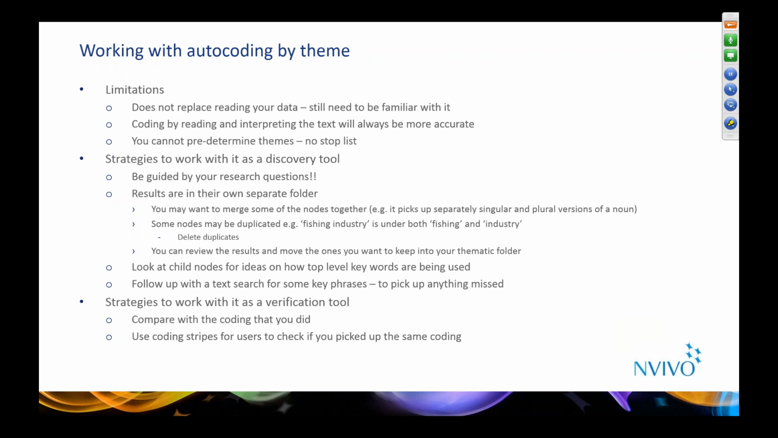As I said, as you review the results, you can move the ones you want to keep into your thematic folder that you're happy about. You might just want to keep to those top level nodes, the coding, and just look at the child nodes, the nodes underneath with the noun phrases, for ideas about how those top level keywords are being used. And you can always use other tools you have in NVivo, like the text search, to search for some key phrases, to pick up anything that the autocoding by themes may have missed.